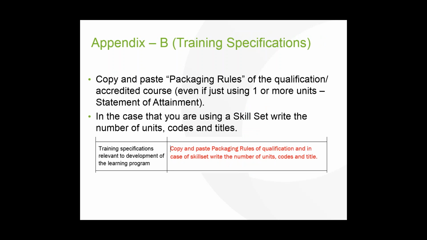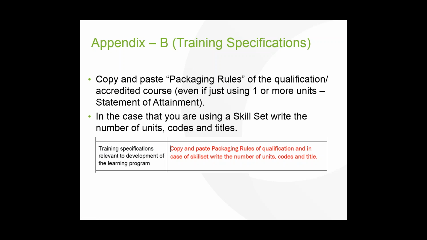Appendix B, again, this portion is called training specification. There's a section there, training specification relevant to development of the learning program. I would say copy and paste packaging rules of the qualification accredited course, or write the code and title of the unit if you are teaching one unit, if it's a statement of attainment. This training specification is related to packaging rules.